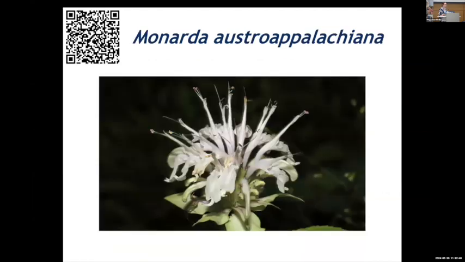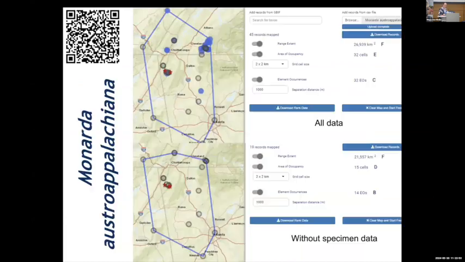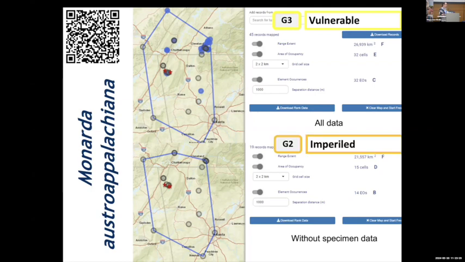Our second example is Monarda austroappalachiana, which was newly described by Aaron Floden in 2015 as distinct from Monarda clinopodium. And it has a narrow range in the southern Appalachian Mountains. And again, it was listed as a species of conservation concern for Georgia. So we have very limited data, just 3 points in a limited portion of the range that also corresponds with an herbarium specimen. And it's the same story that if we have all of our data, it's a G3, a vulnerable species. But if we're missing specimen data, it calculates as a G2 or an imperiled species.